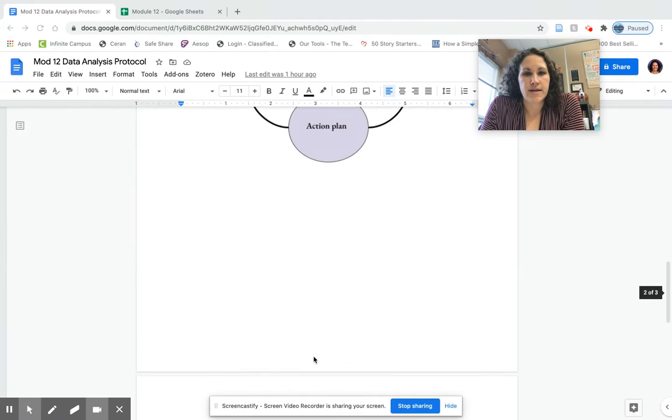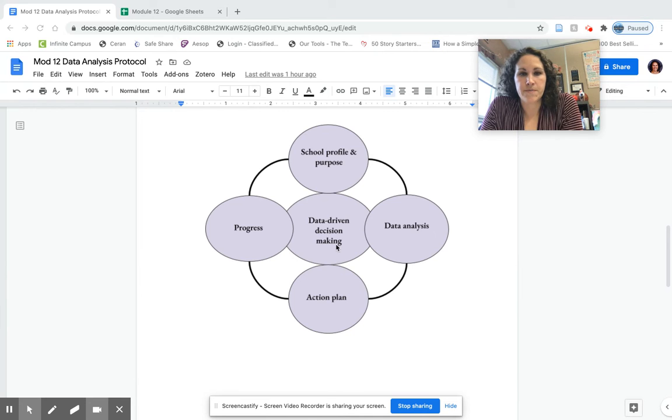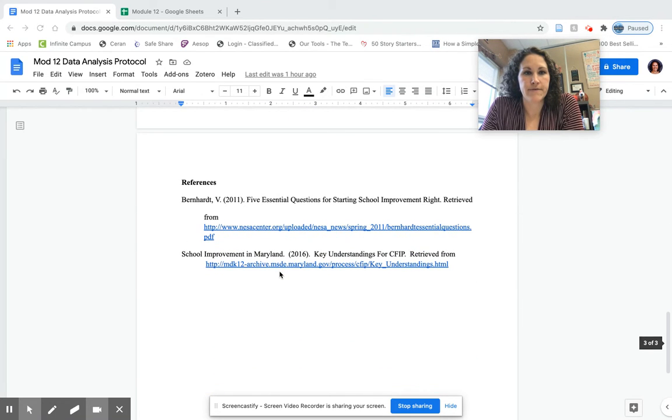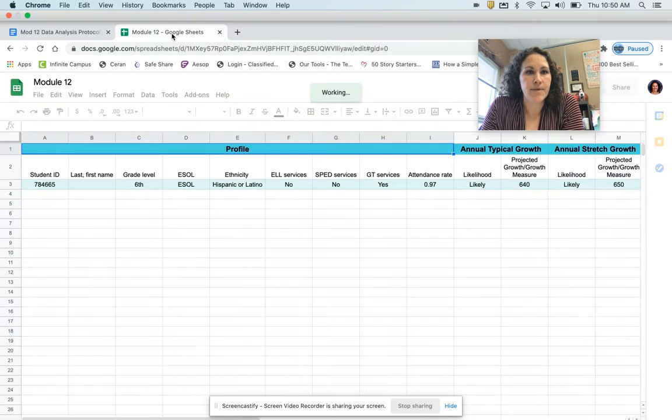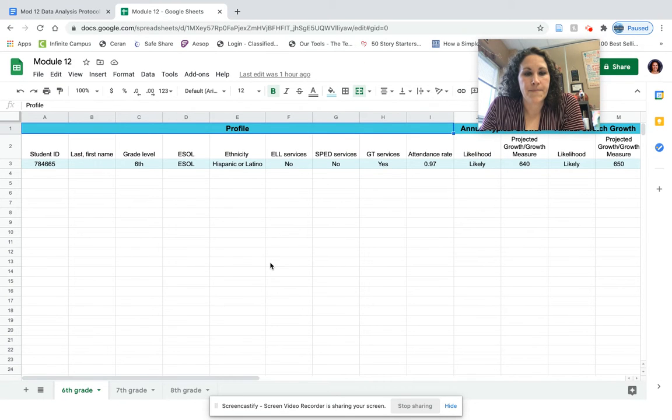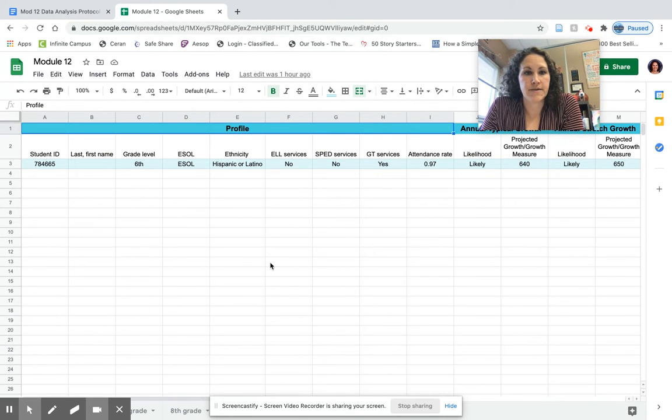So then here is a visual. At the heart, at the center, is data-driven decision-making, and around it includes the school profile and purpose, data analysis, the action plan, and the progress, and showing how those are all connected. Here are my references.